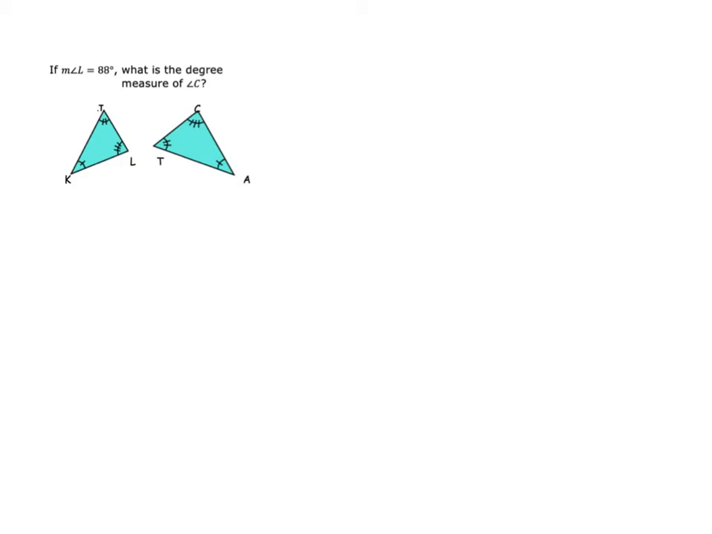For this problem, they tell us that angle L equals 88 degrees, and that's right here. And it's asking what's the measure of angle C. And we notice these little tick marks on our angles, and angle L has 3, 1, 2, 3, and angle C also has 3, which lets us know those are our corresponding angles. So angle C is 88 degrees.